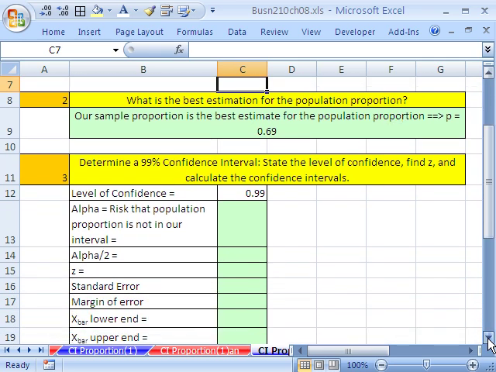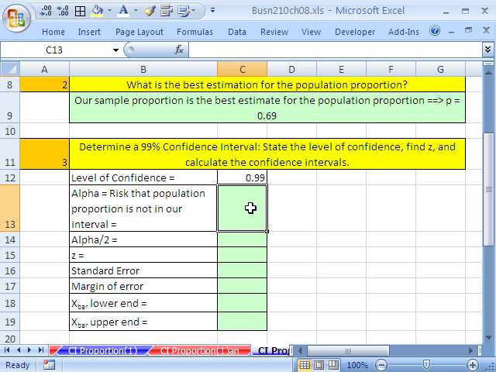Let's scroll on down here. Our level of confidence, we're going to be pretty sure about this one. Now, in some of our earlier videos, we've used 90, 95, and here we're going to do 99. Alpha means the risk that our population proportion will not be in our interval. Wow, is this one going to be low? We're only willing to take a 1% chance. Now, alpha divided by 2, that's like a 0.5%. So that one divided by 2.